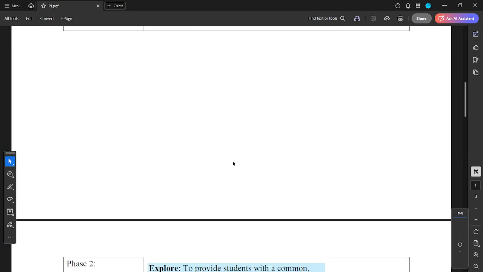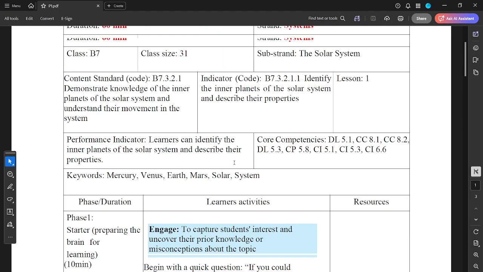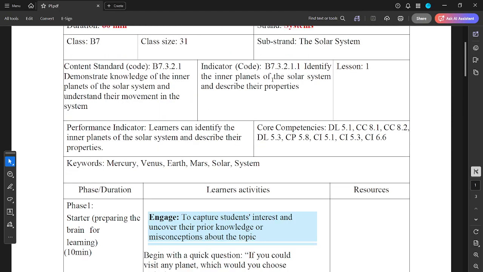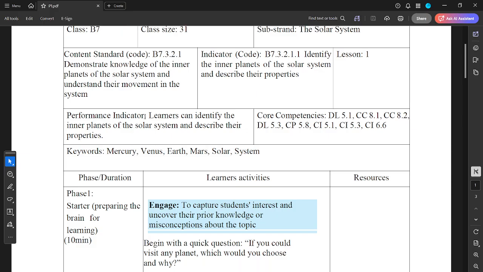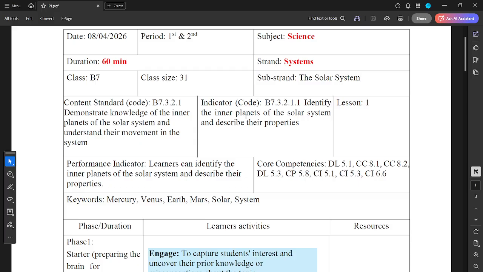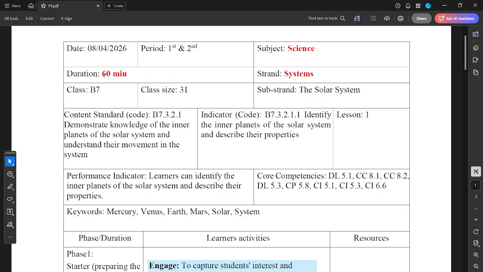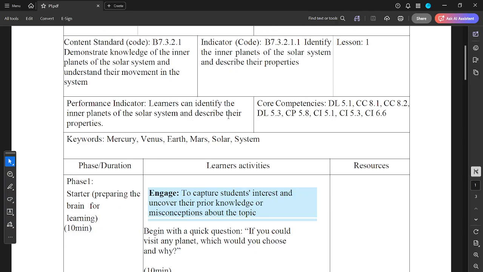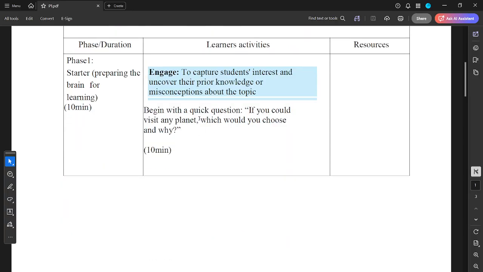Because here we have to confirm whether the instructional approaches fit the performance indicator. So the performance indicator set here is that the learners can identify the inner planets of the solar system and describe their properties. And then this is for BS7, and the class size is 31. The total duration is 60. All right. So here it starts with questioning, which is one approach, right?